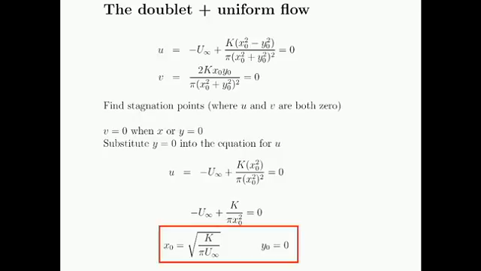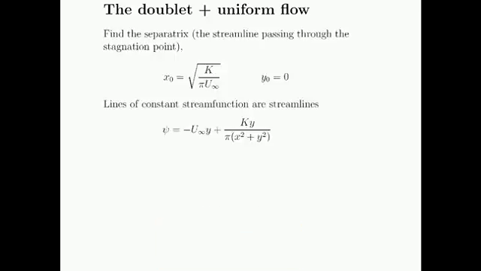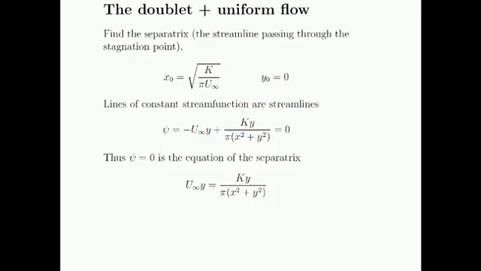I know where the stagnation points are located. I can obviously just poke those coordinates for the stagnation points back into the equation for the stream function. And I know that the separatrix then is just going to be a line of constant stream function where the stream function is equal to zero. So the equation for the separatrix is just when this equation for that stream function is set to zero. So if I set psi equal to zero, I just get u infinity y is equal to k y on pi, x squared plus y squared. You can see that one of those y's just cancels on the left and right hand side, and we get that simple equation for the separatrix.